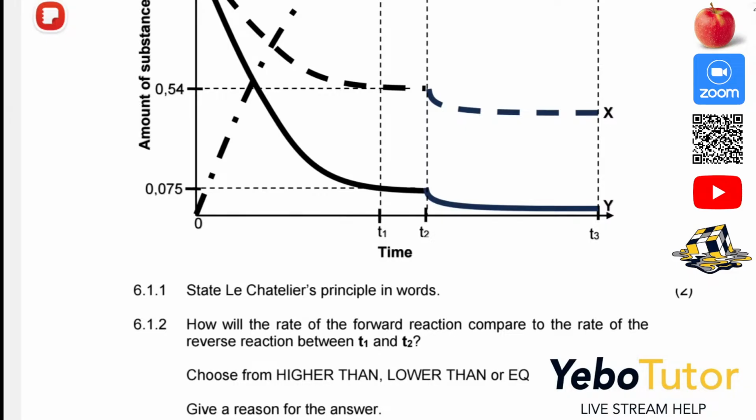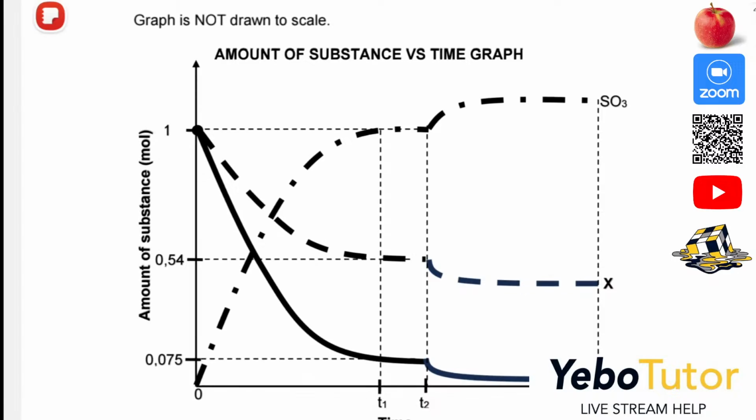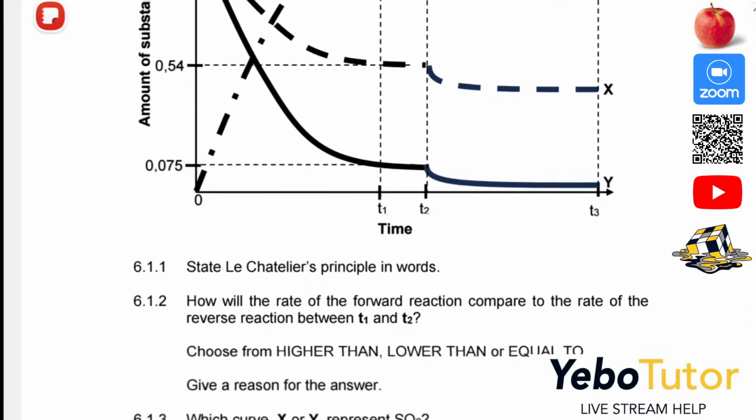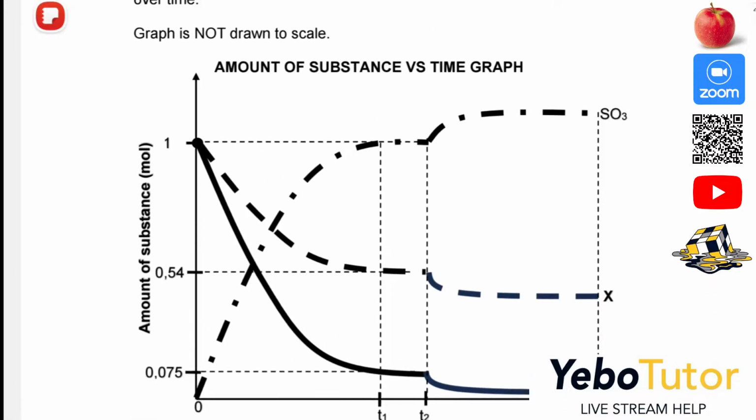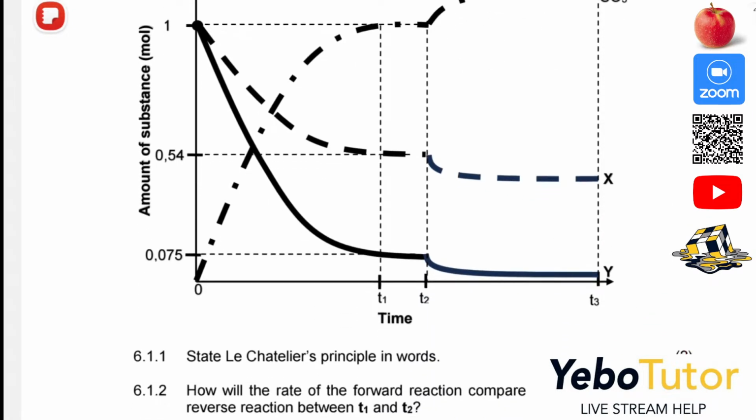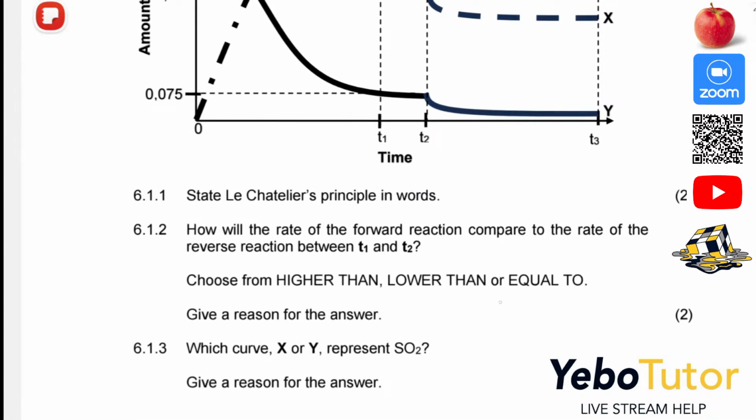Now, 6.1.2. How will the rate of the forward reaction compare to the rate of the reverse reaction between T1 and T2? Choose higher than, lower than, or equal to, and give a reason for your answer. Let's check that T1 and T2. Here it is. Now we need to check between the forward and the reverse reaction. Definitely we can see that they are equal, guys.